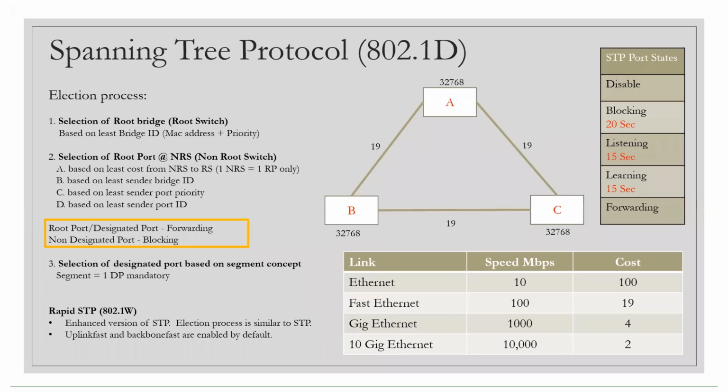Spanning Tree Protocol, or 802.1d. Now, STP is one of the most useful protocols in layer 2. Why? Because it prevents the layer 2 bidirectional broadcast loops, or the network storm, which is created by redundant topologies.